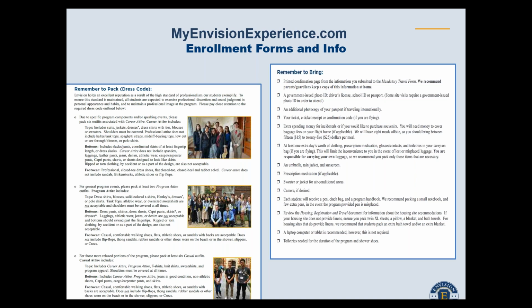For other personal items, I strongly recommend you bring an umbrella, a rain jacket, or sunscreen because it's super useful in the summertime in the US. And one more time, review the housing and registration and travel documents for the housing site accommodation, because you may want to bring an extra blanket, for example.